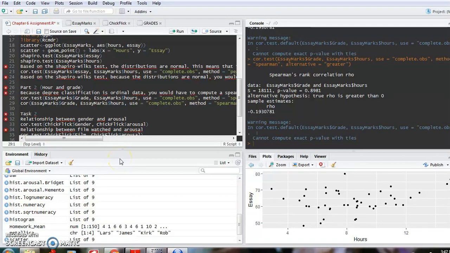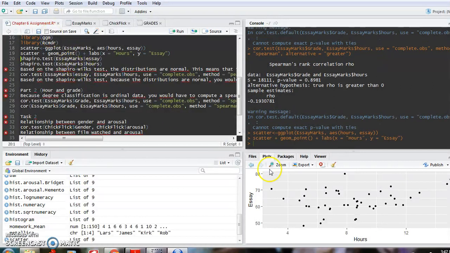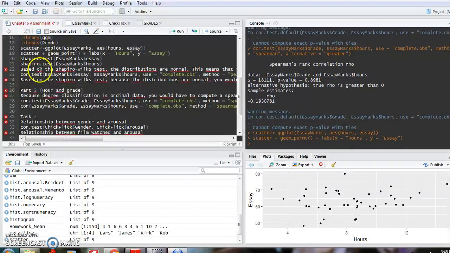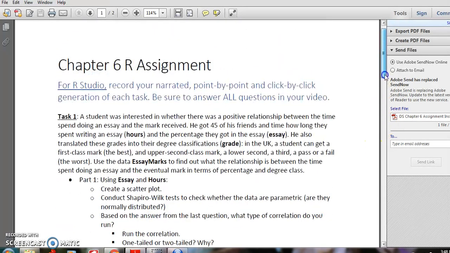Hi. Okay. So what I'm going to do is show you my chapter 6 assignment in R. The first thing we're asked to do is create a scatter plot between hours and essay. So you're going to run that. My scatter plot was up here already, but that's essentially what I got. So this is our scatter plot between hours and essay. Going to minimize that.